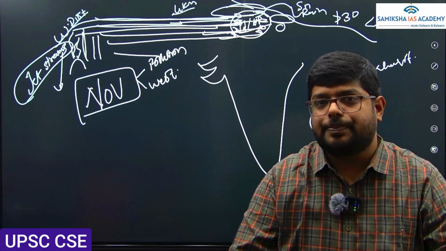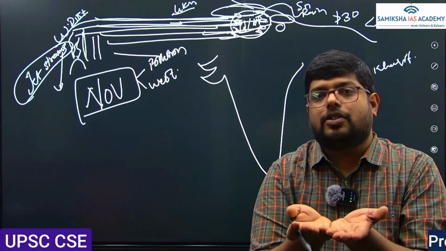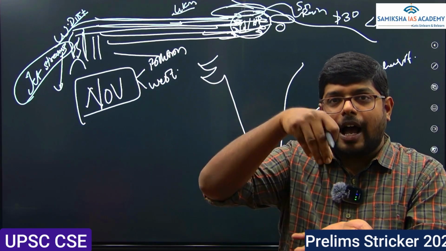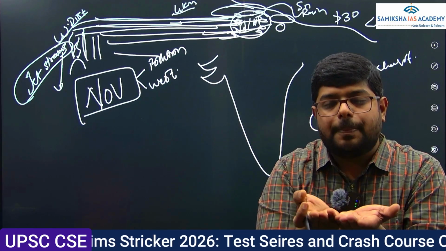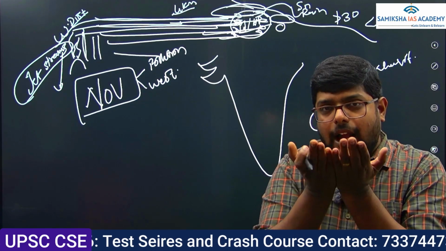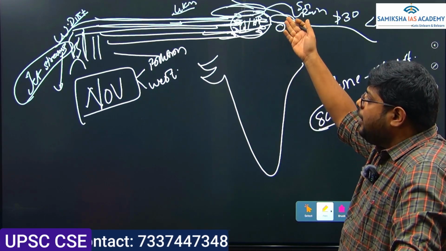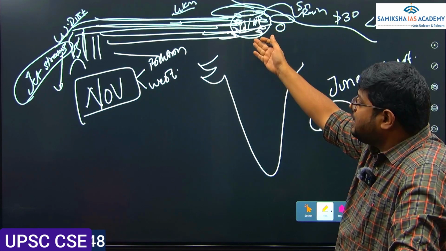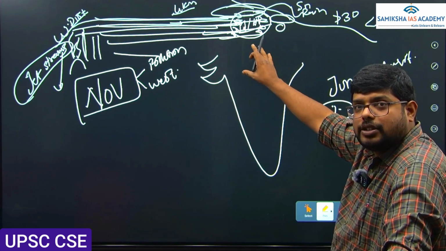The link is very easy if you have the basics of climatology, right? I'm not saying you need the pillars of geography or the pillars of western disturbances, but have the basics of climatology. If you have the basics, this topic is very important. If everything goes well, this can be your question. Am I clear? This is how UPSC will ask the question, right?